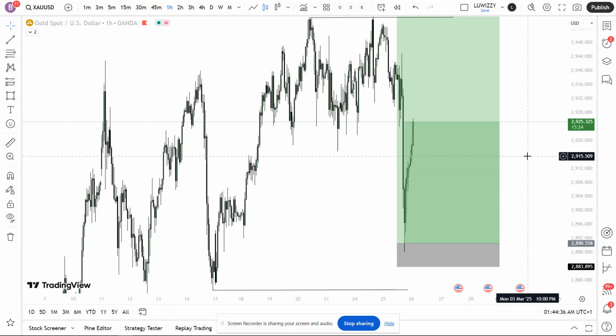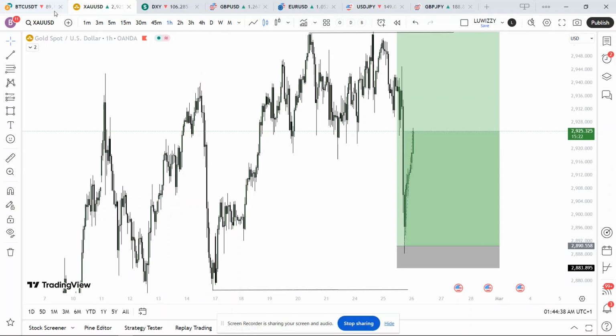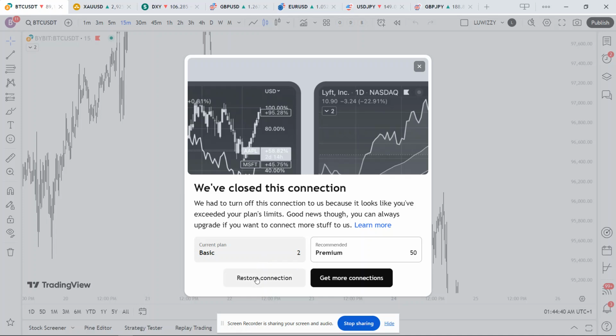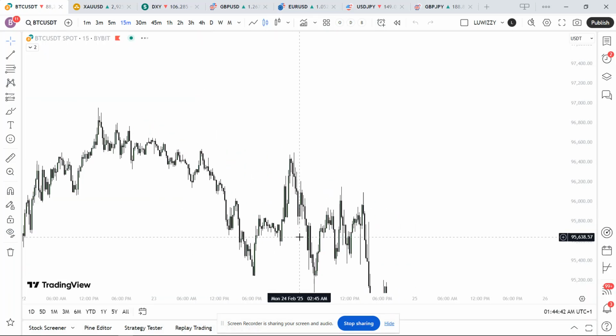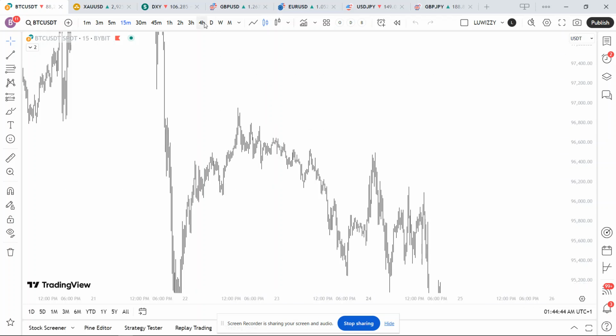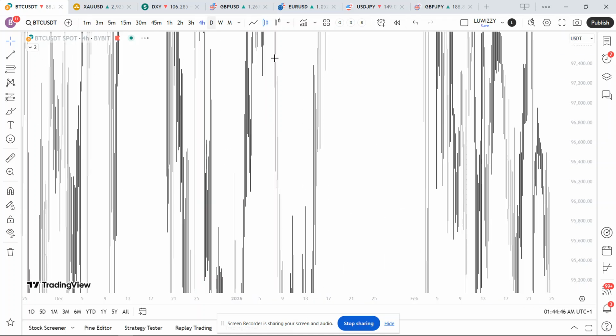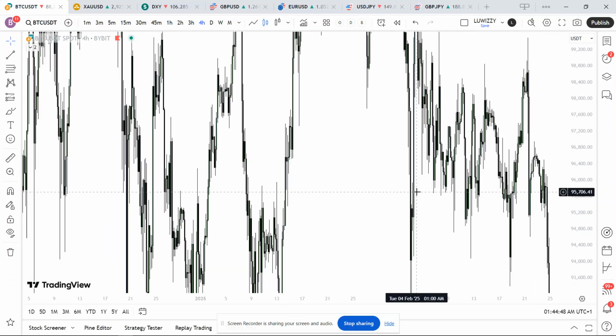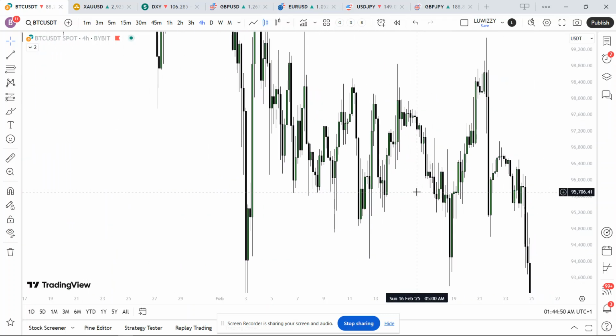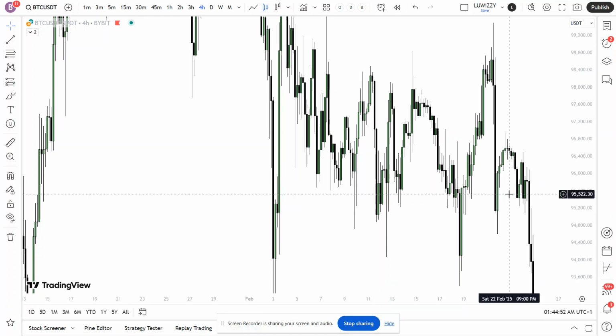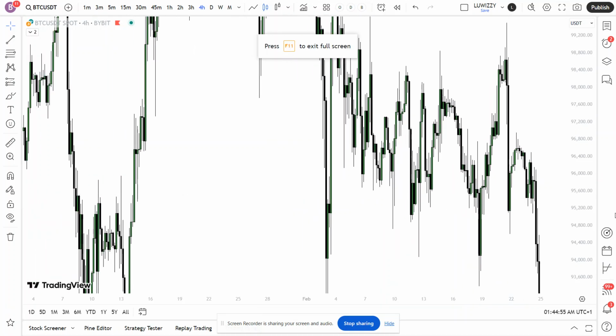Now let's go to BTC. BTC has been dumping so far. I don't even know what's dumping it. Now let's check the bigger view of BTC, the higher time frame view. I don't want to go to the lower time frame. BTC has been moving choppy.